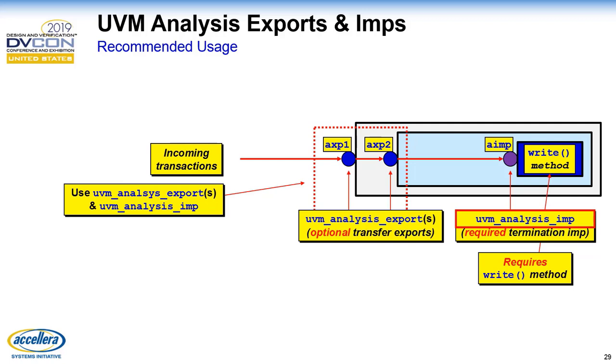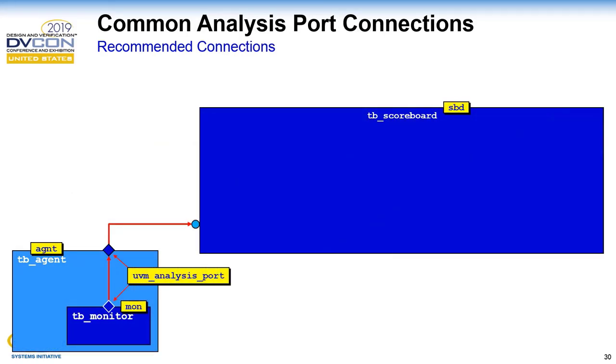And there you must have the right method implemented. And so when you see arrows coming in, typically you should be thinking about analysis exports or a final analysis implementation to terminate the path. And so here, let's look at a typical example from a UVM scoreboard.